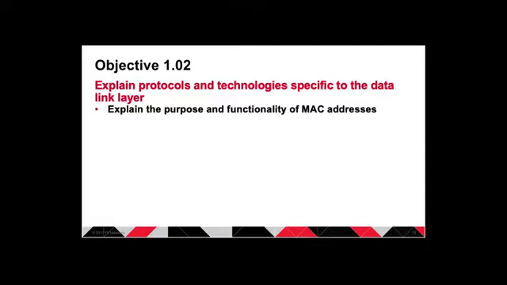Now, it mentioned earlier that you should understand addressing at each layer of the OSI model and the different types. This is one of the types. MAC addresses have given us the ability to identify a node on the wire uniquely, much like an IP address at layer 3 does.